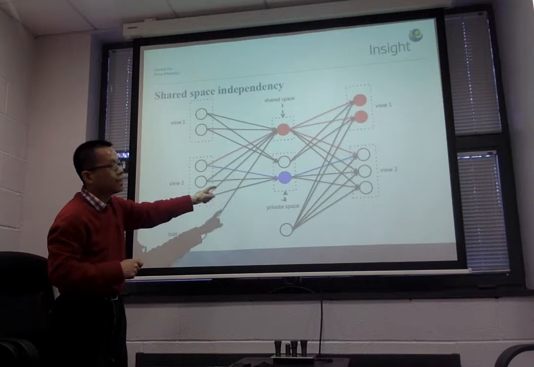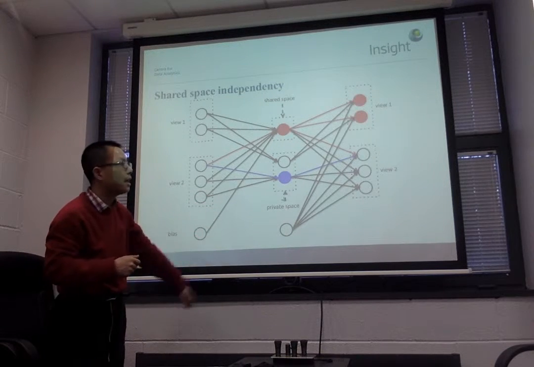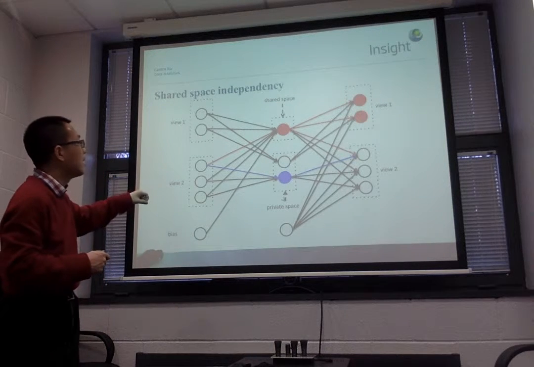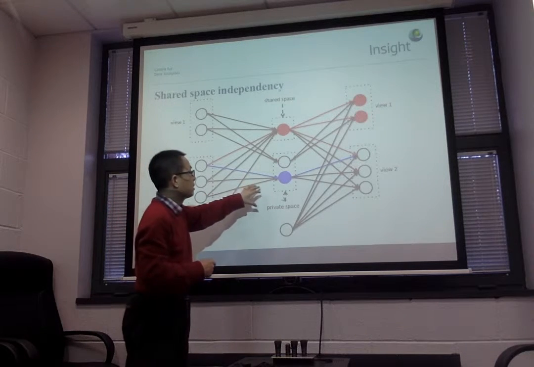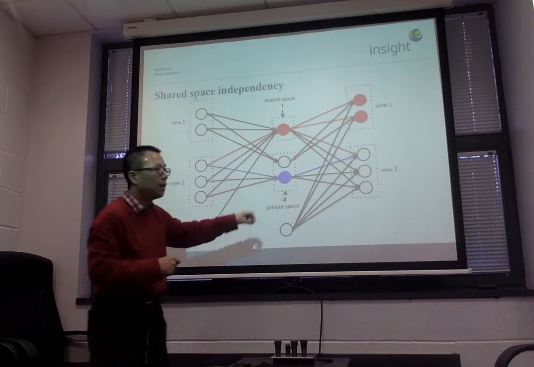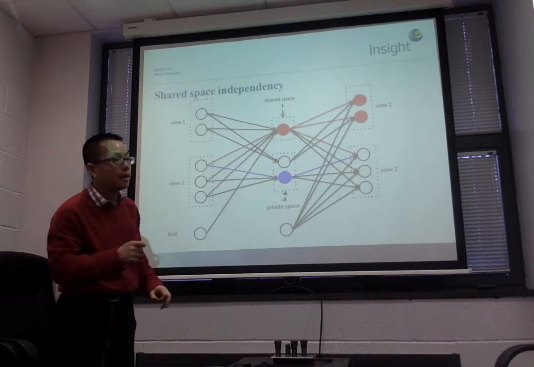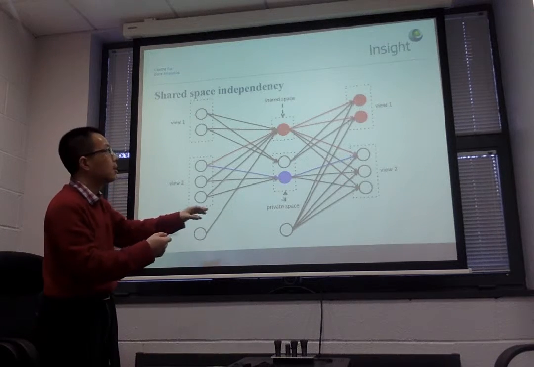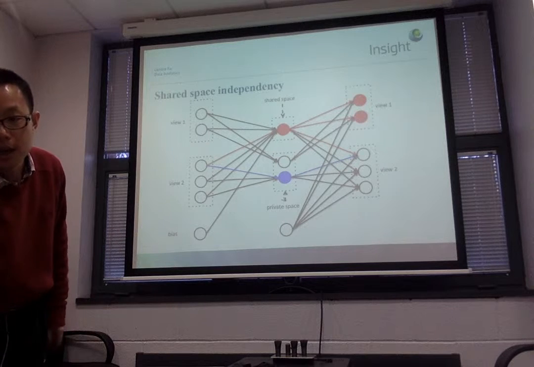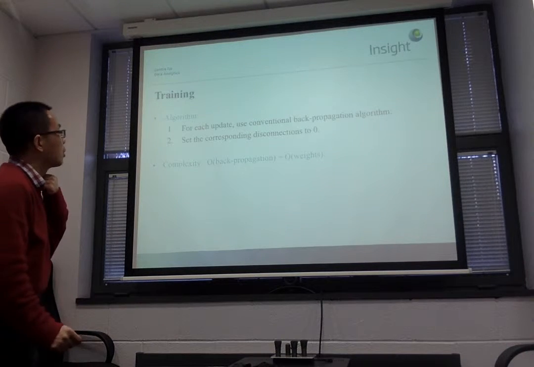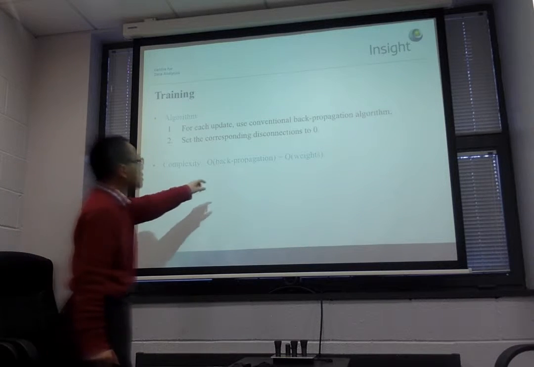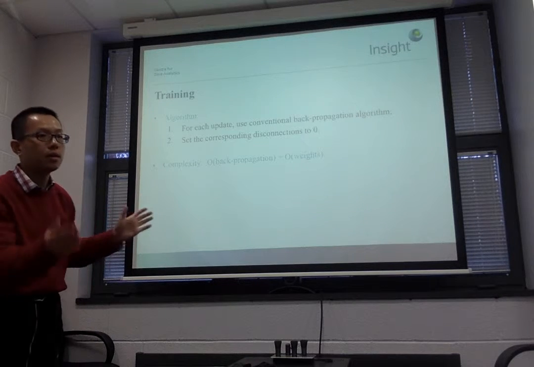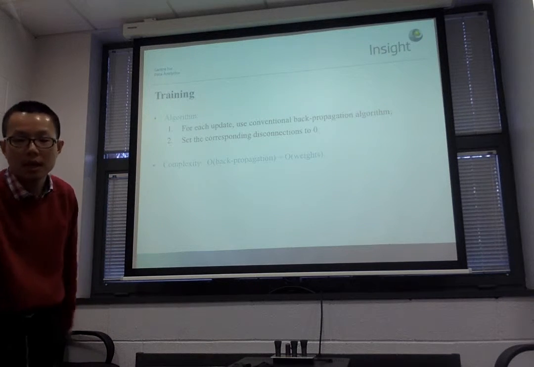This may be hard to understand, but we will discuss it later. In my previous presentations, a lot of people were confused about how the information in the private spaces is independent. It is because we assume it happens, and we prove that if it happens, it will increase the error, the loss. So the training is simple, because we just set the disconnection to 0, and that's all. The backpropagation still applies.